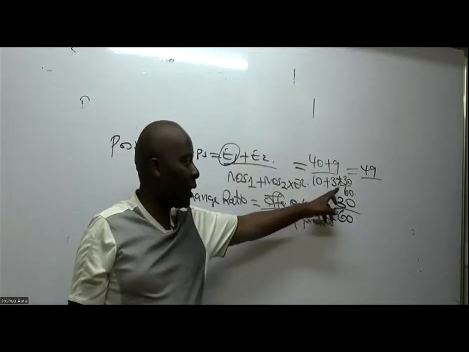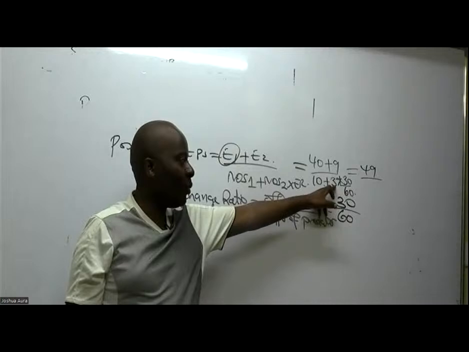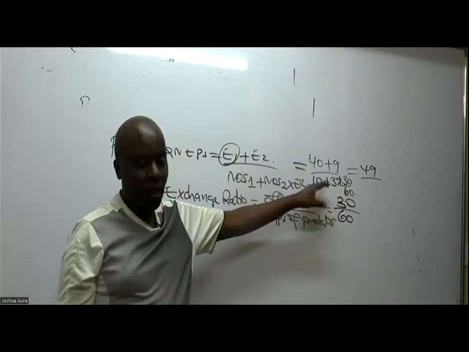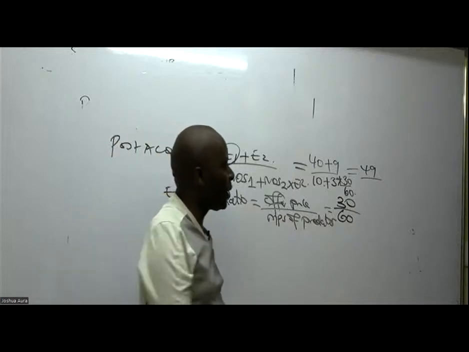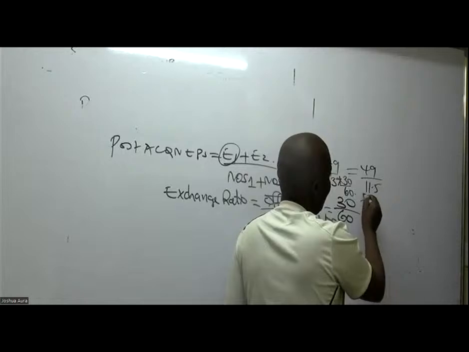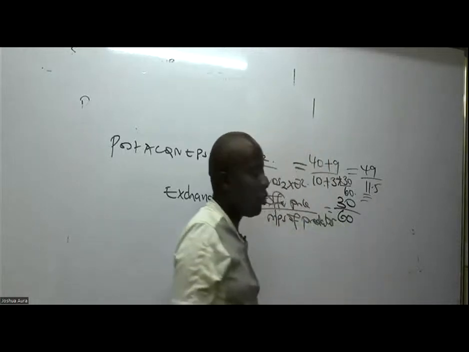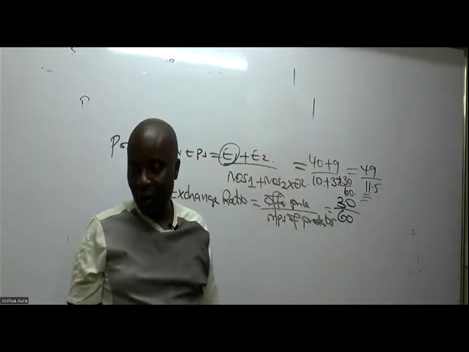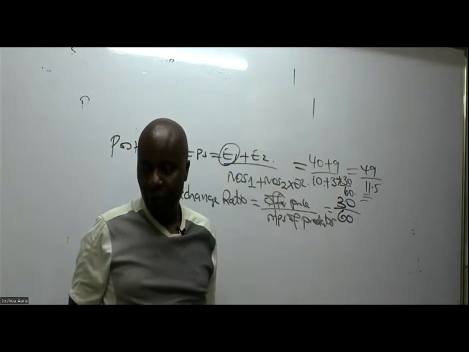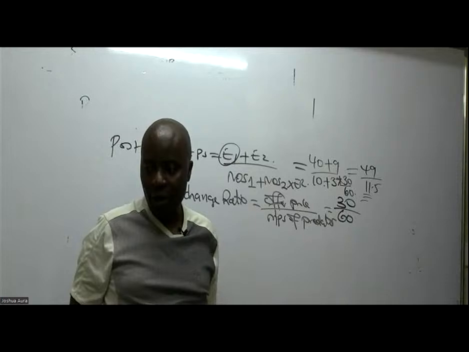It's 3 times 30 over 60, which is 1.5. Multiply first, then whatever you get, you add to 10. So this gives me 11.5. At the end of the day, what will be my final answer? 49 over 11.5 will give me how much?